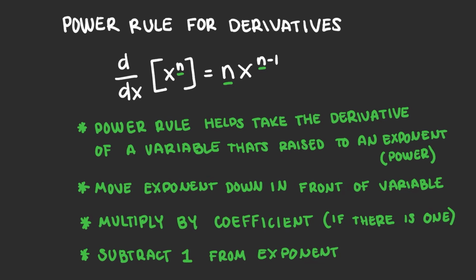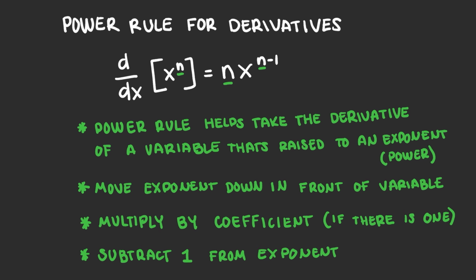Here we have the power rule for derivatives, which is denoted as such. d/dx of x to the nth power equals n x to the nth power minus 1. So the power rule helps us take the derivative of a variable that's raised to an exponent, right? If you ever struggle to figure out where the power rule is applicable, there will always be a variable that's raised to an exponent.